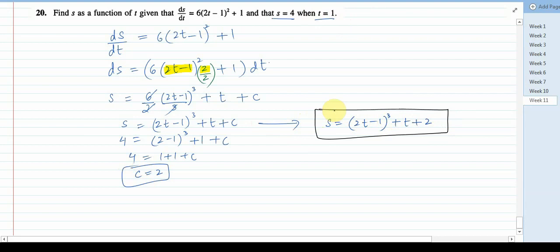Alright, so I hope that all of you are clear in this concept, that in order to integrate any function, make sure the derivative part is present right next to it, so you can integrate the function. And by integration we can just increase the power by 1 and divide it by the total power.